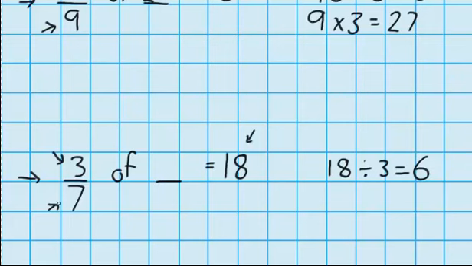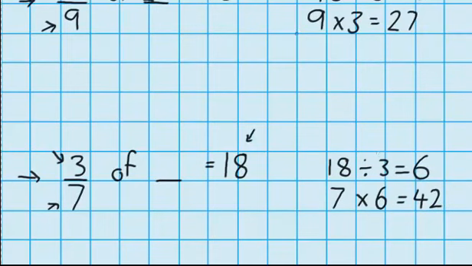Now my denominator told me that there were 7 piles in total. So I can write that here. And I know there's 6 books in every pile, so I must have 7 groups of 6. Well, 7 groups of 6 is 42. So that means in total the library needs to replace 42 books. So 3/7 of 42 is 18.